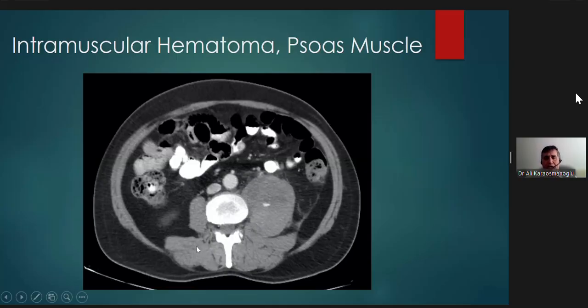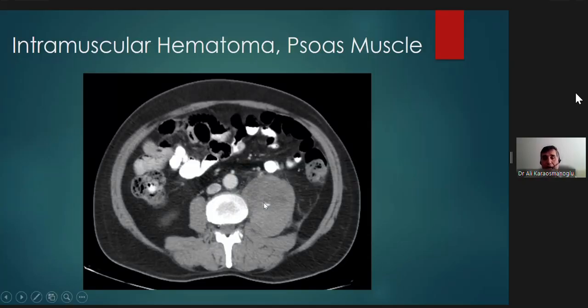So on the CT scan, you see this is the normal right psoas muscle, asymmetrically enlarged, heterogeneous left psoas muscle. And there is an active blush here, right? This finding is suggestive of active contrast extravasation. Not all active contrast extravasations are arterial. So venous bleeds may also cause contrast extravasation. So don't jump to the diagnosis that this is always arterial. Always consider venous origin as well, especially in intramuscular hematomas.